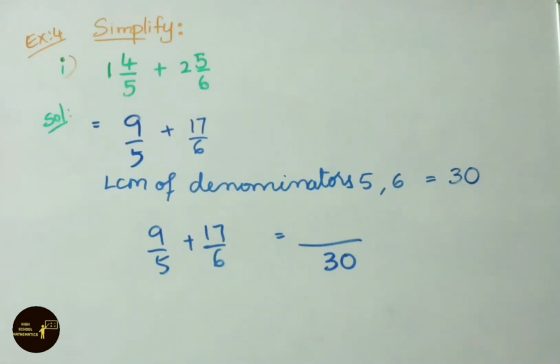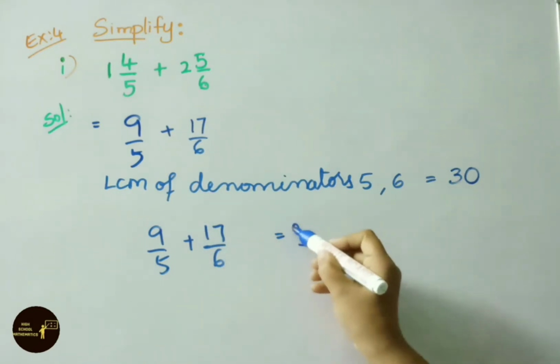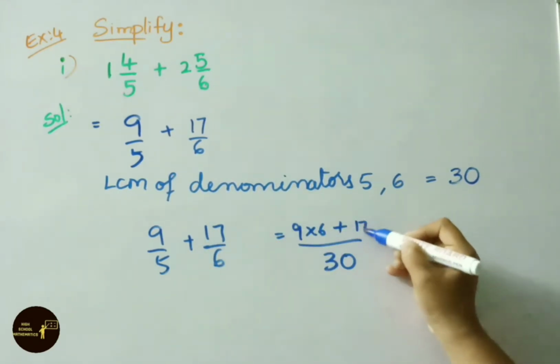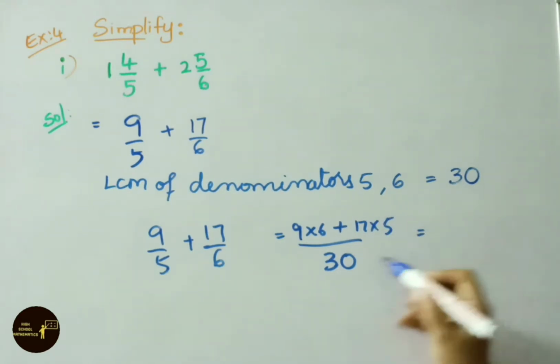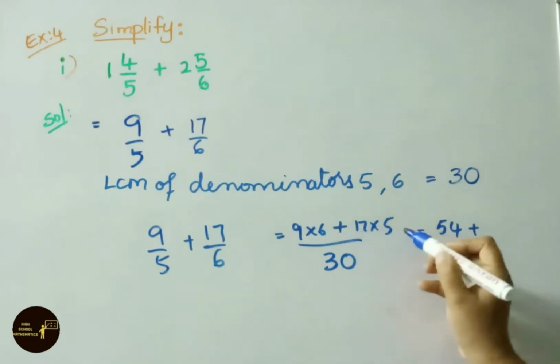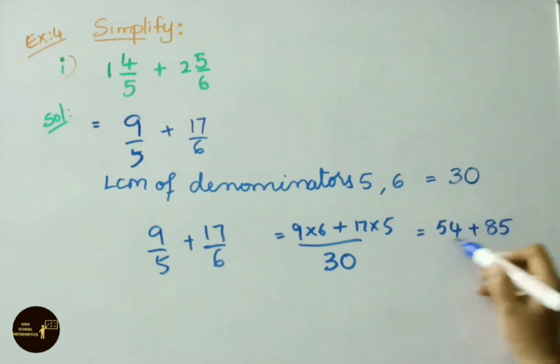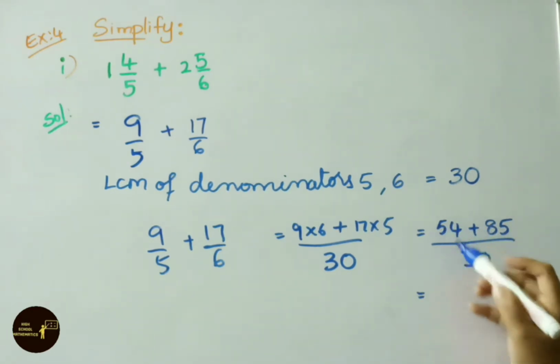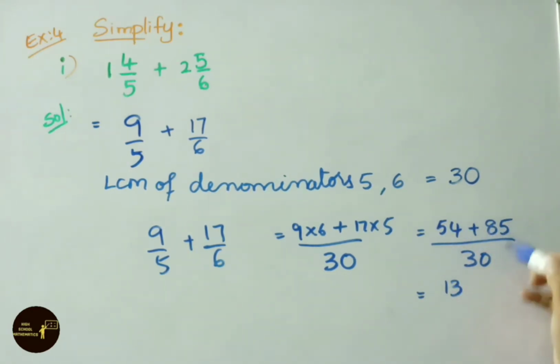Now we shall do cross multiply. 9 into 6 plus 17 into 5. That equals to 9 6s are 54 plus 17 5s are 85 by 30. 4 plus 5, 9. 5 plus 8, 13. So 54 plus 85 is 139 divided by 30. So 139 by 30 is the answer.